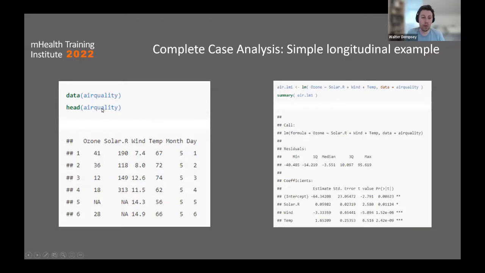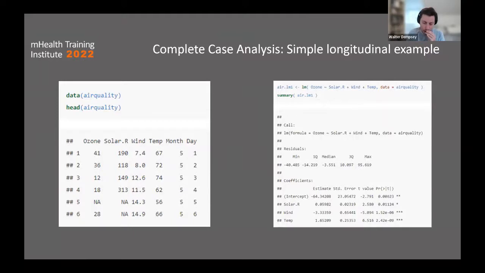This is an example where I'm running a regression model in R of ozone against solar, wind, and temperature. It doesn't actually tell you anything is wrong. It can take in data like this, and it'll run the regression for you. Under the hood, it's just ignoring any row that has NAs. So if you have no ozone, or if you don't have solar, you can't be involved in the model. It's only going to look at those rows that have complete data. And this is what we call a complete case analysis.